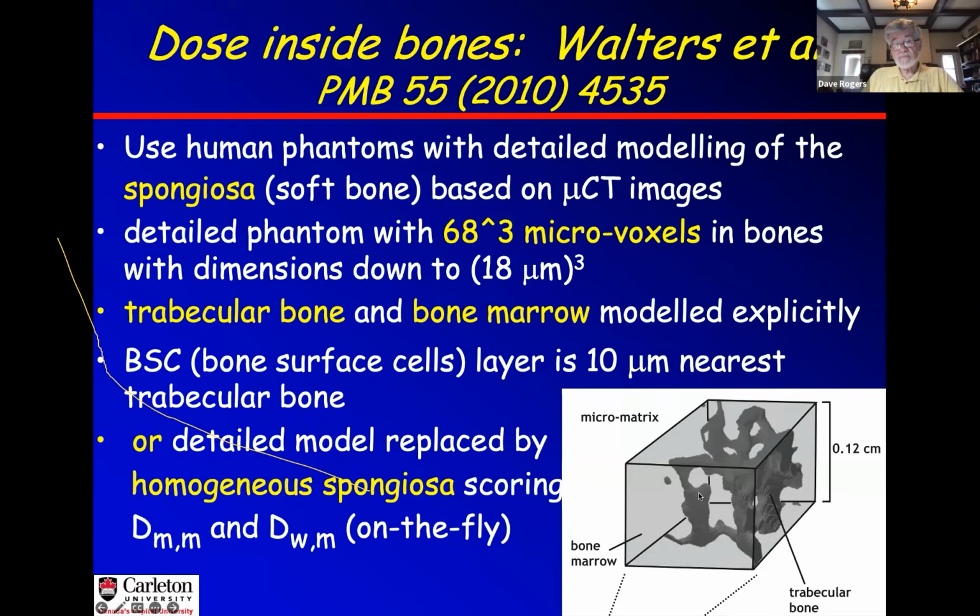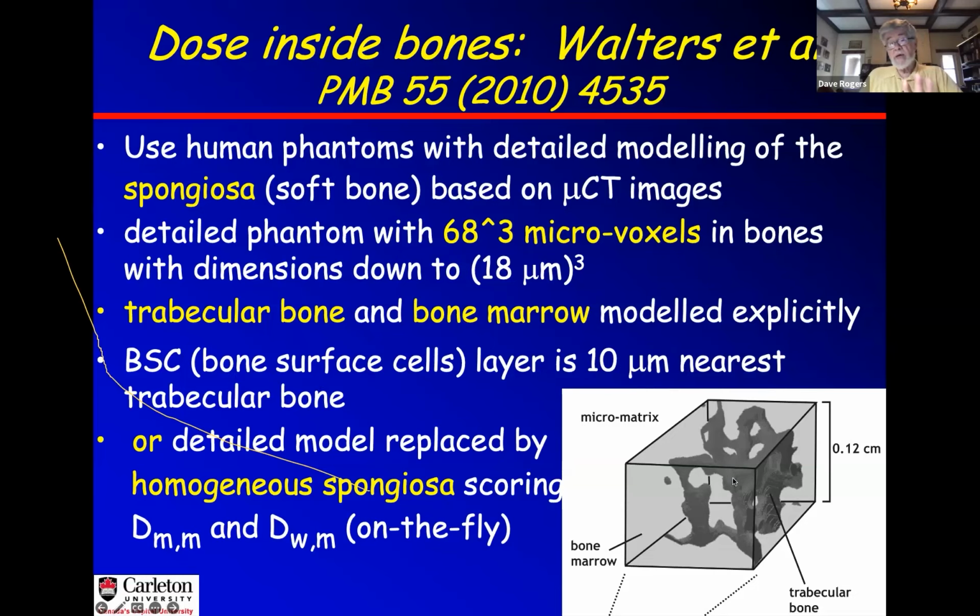They used 68 voxels in each direction, 18 microns each, cubic voxels. And so you can see they had incredible detail in the bone that they were looking at. And so what they did was they calculated the bone surface cells were the layer that were the 10 microns nearest the actual bone here that we're looking at.